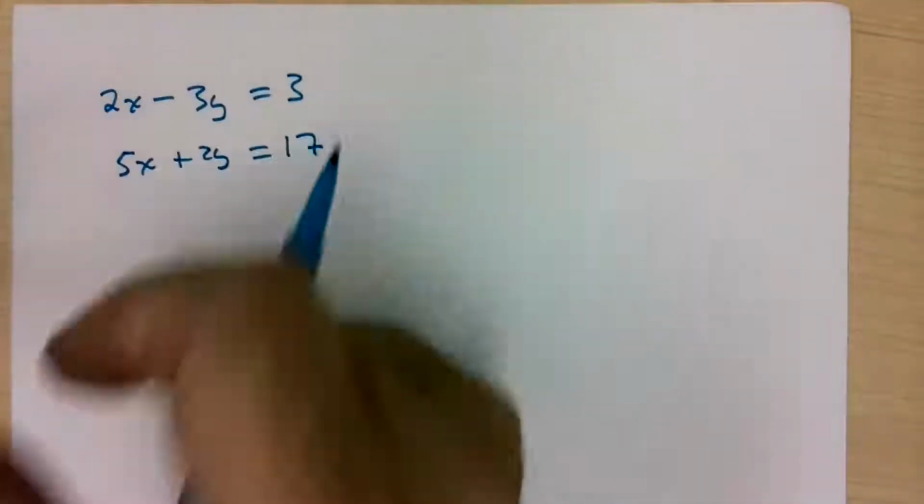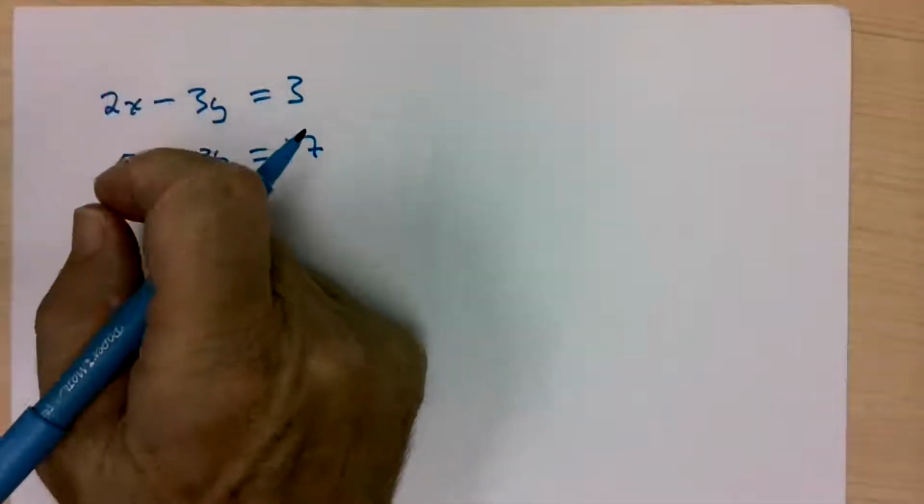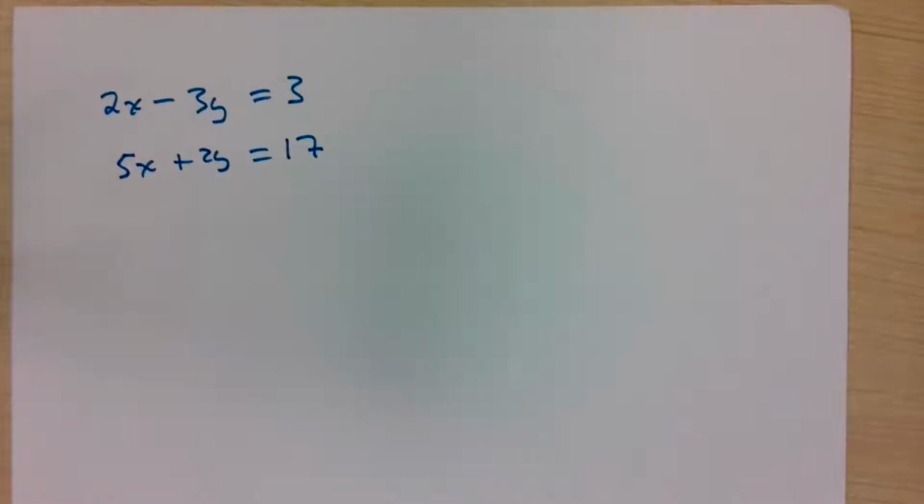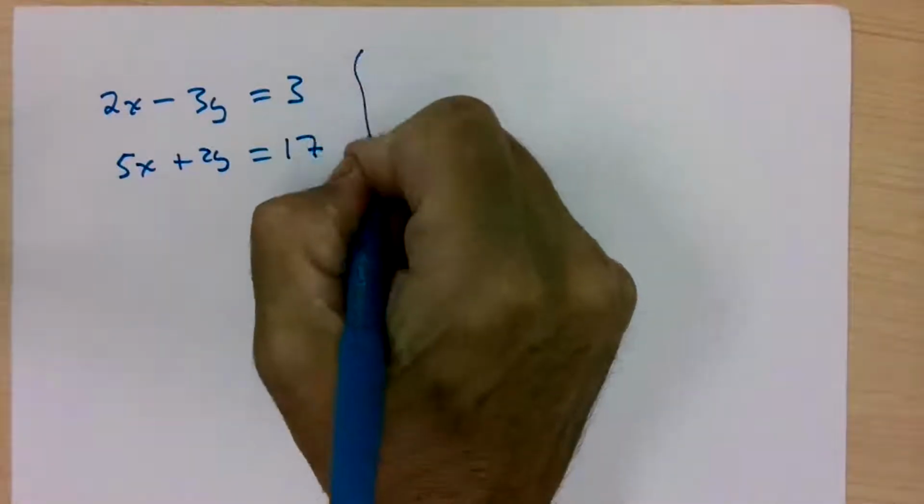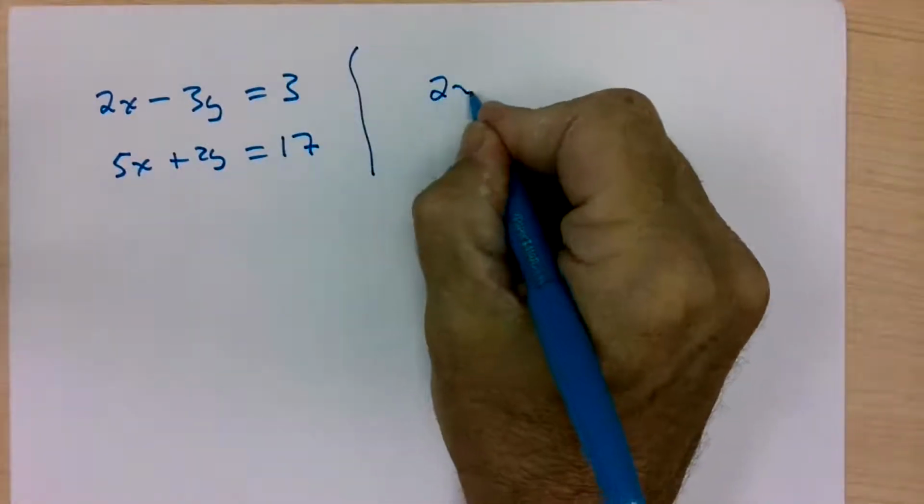Well, we're going to eliminate the x's. You'll notice I have 2x and I have 5x. And I'm going to ask myself, what's the least common multiple of 2 and 5? And the answer to that would be 10. So I want to make both of them 10, but I want one negative and one positive. So how am I going to do that?